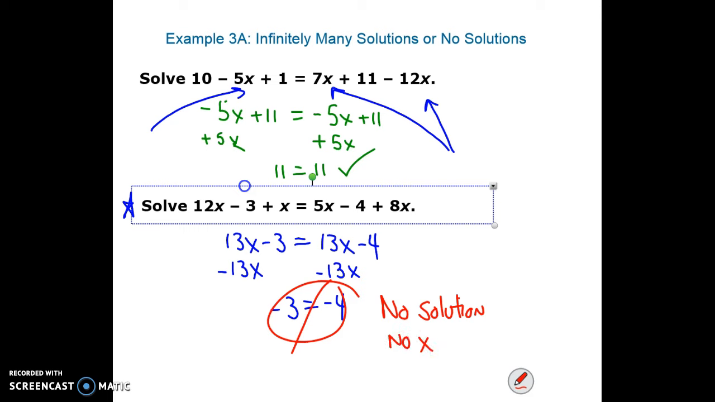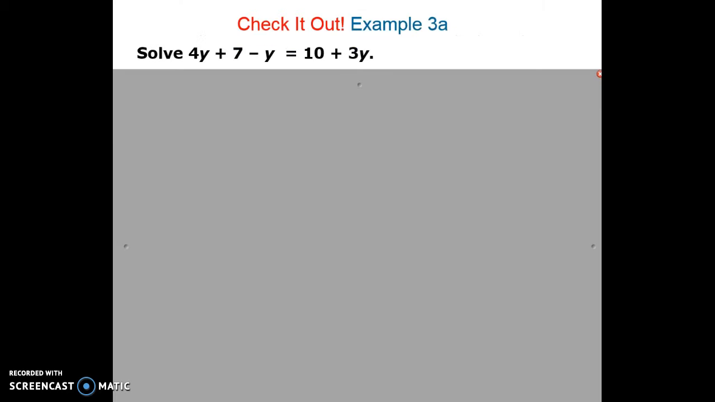No x, right? No value of x that makes this equation work. That's what we're saying. No solution means there's no value of x that makes this equation work. I'm at 11 minutes right now, so I want you to go ahead and try this next problem. Pause the video. Tell me if it has a solution or not.